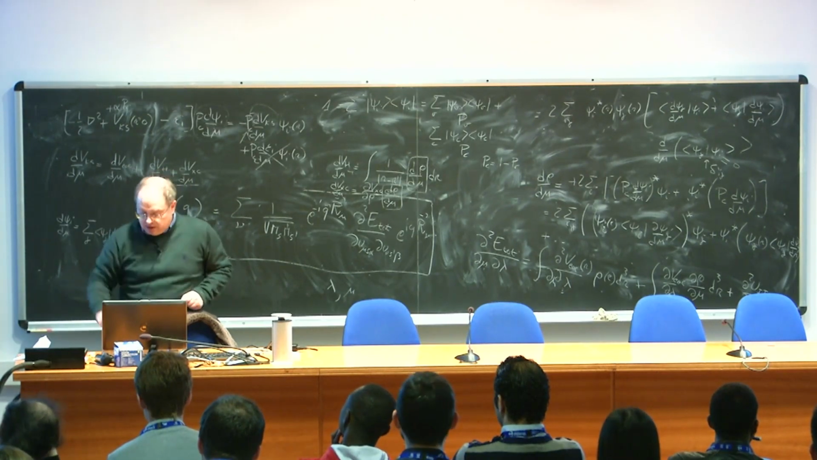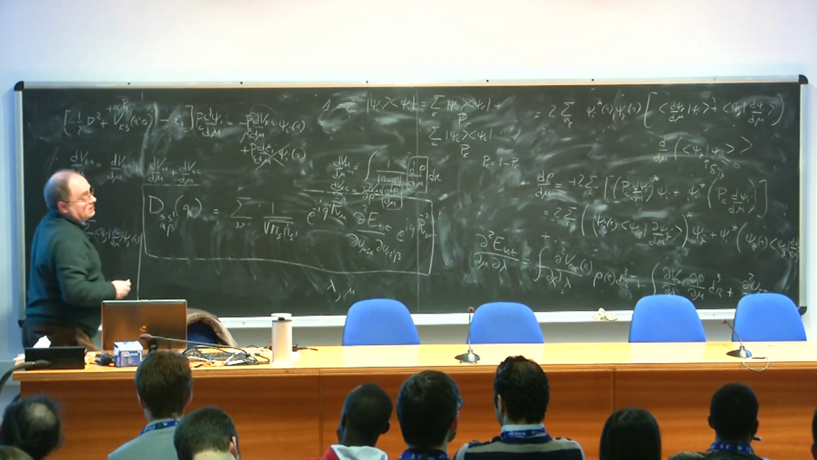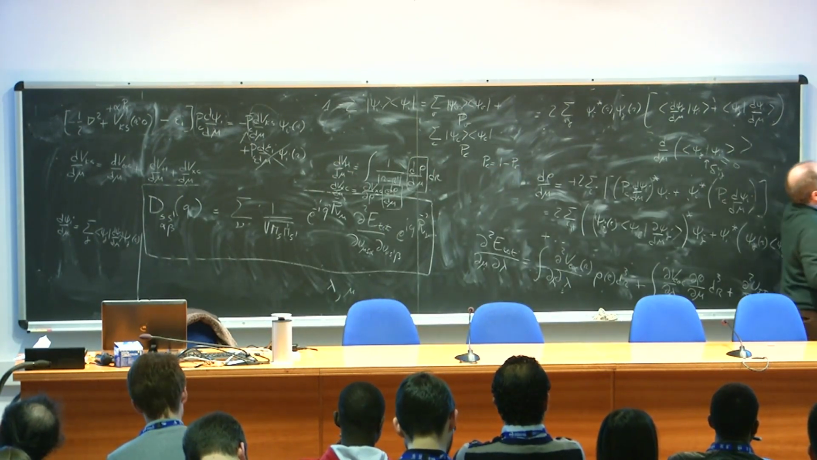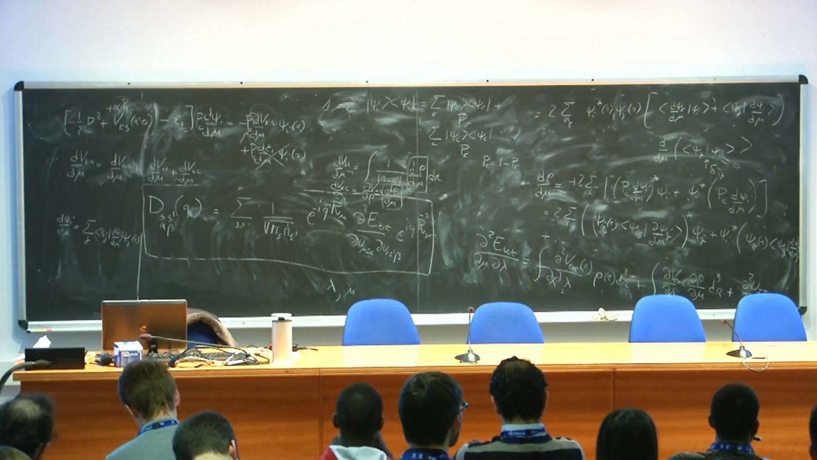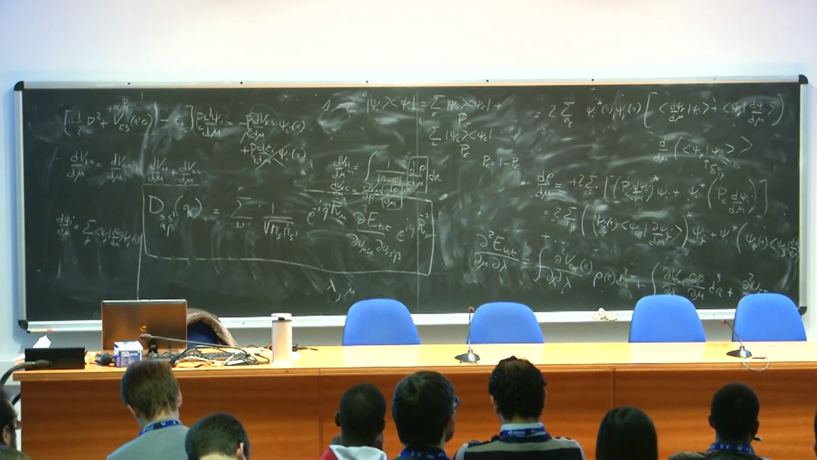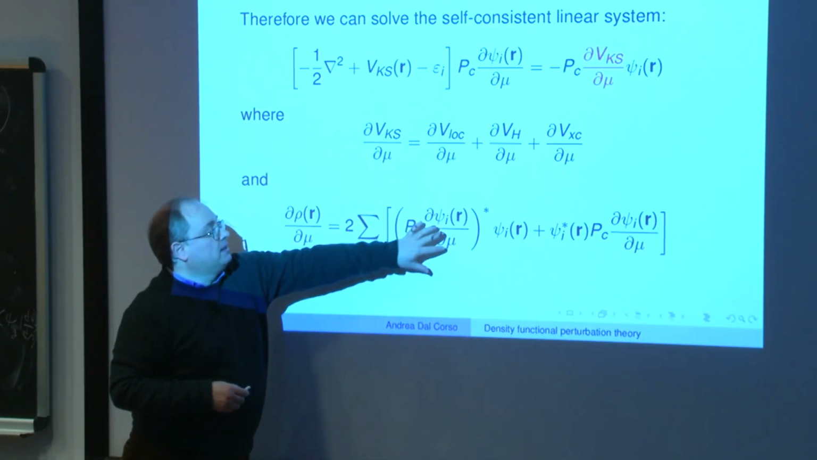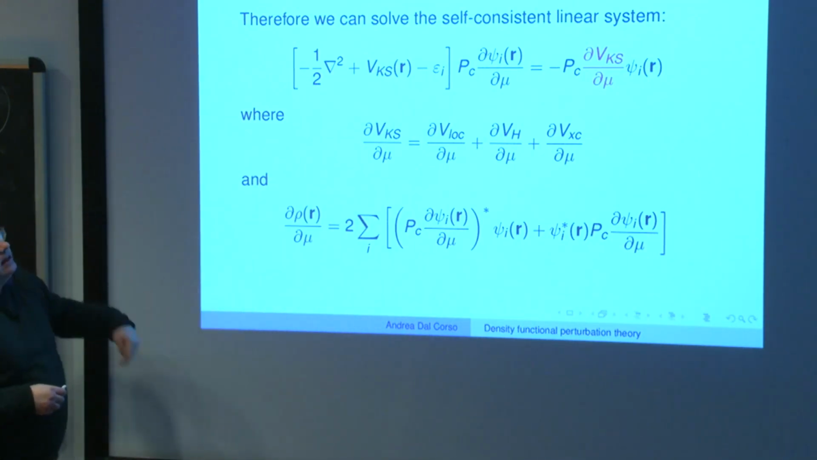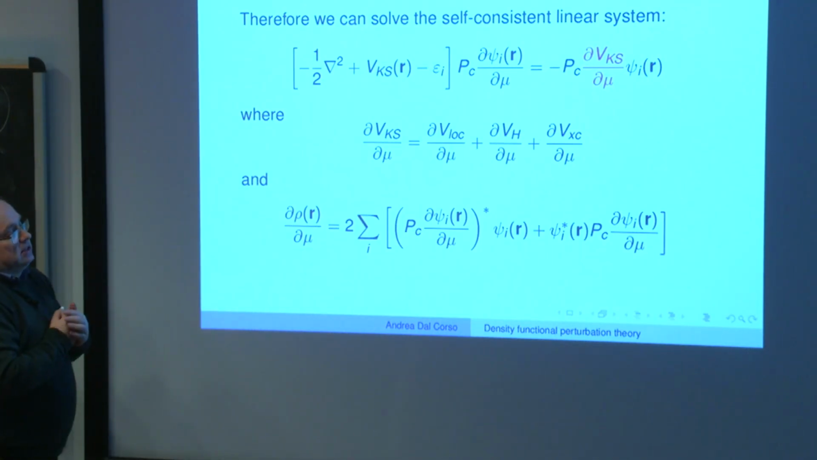Okay, here you have the demonstration that we have done already. And this is the final form of the equation that we solve. There is a projector in the conduction band, the change of the Kohn-Sham potential with respect to mu that depends on the change of the charge density, the change of the charge density that depends on the solution of this linear system. So we have to iterate this linear system until we reach self-consistency.